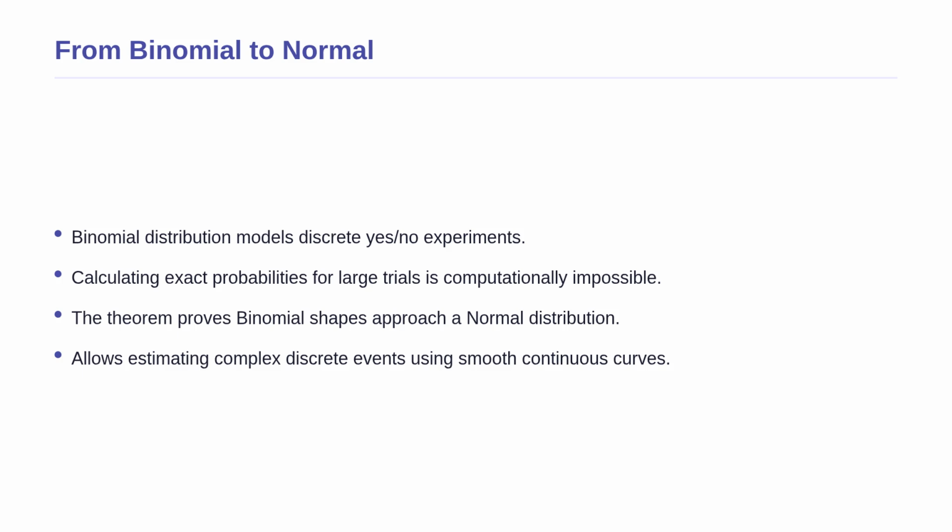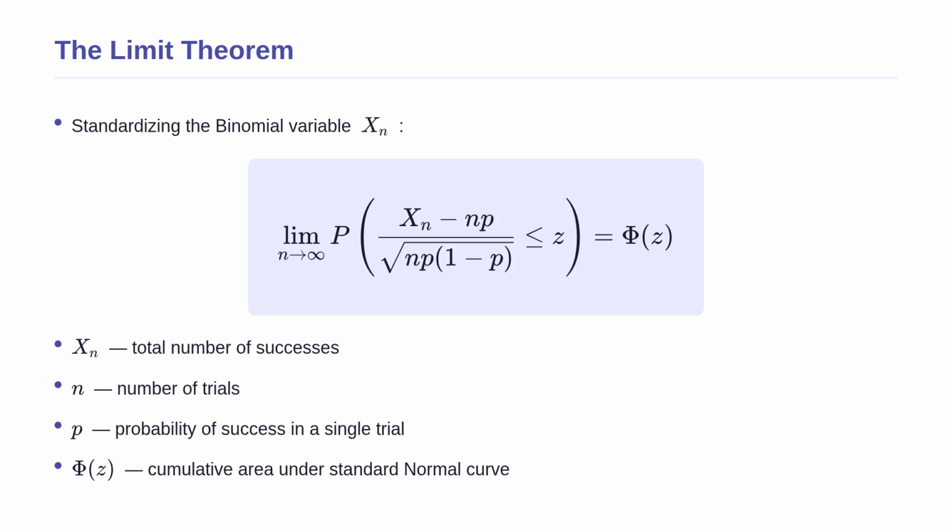This is where the De-Moivre Laplace theorem steps in. It proves a magical property. As the number of trials in a binomial distribution grows larger and larger, the shape of all possible outcomes perfectly transforms into a smooth, predictable, normal bell curve. This means we can use the easy math of continuous curves to estimate the incredibly hard math of counting individual discrete events.